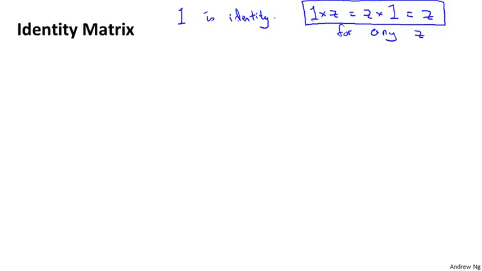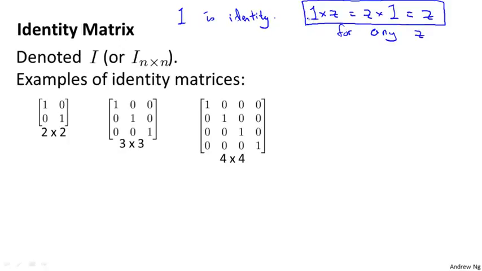It turns out that in the space of matrices, there's an identity matrix as well, usually denoted I, or sometimes we write it as I subscript n by n if we want to make explicit the dimension. So I subscript n by n is the n by n identity matrix, and there's a different identity matrix for each dimension n. Here are a few examples. Here's the 2 by 2 identity matrix. Here's the 3 by 3 identity matrix. Here's the 4 by 4 identity matrix.